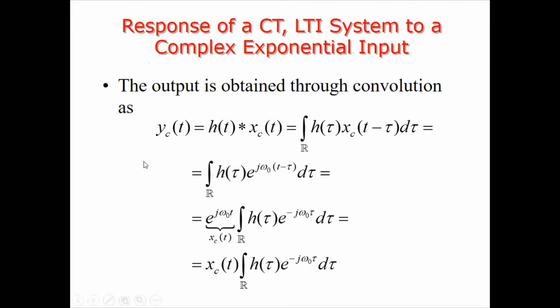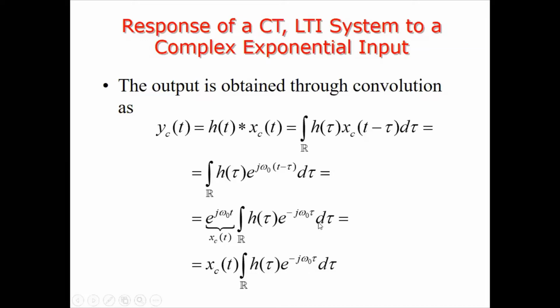So yc of t is h of t, which is the transfer function in control systems in the time domain, convolved with xc of t. If I write this in Laplace, it is yc of s equal to h of s into xc of s. Fine. Next, proceeding with convolution, all this you already know. Convolution of h of tau, xc of t minus tau d tau. This is the basic convolution expression. Then I will rewrite xc of t minus tau as e raised to j omega naught into t minus tau, d tau, with h of tau remaining as it is, convolved over a range.